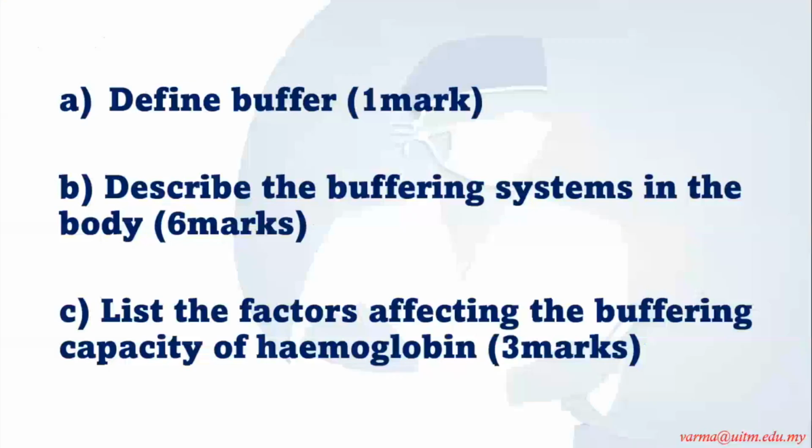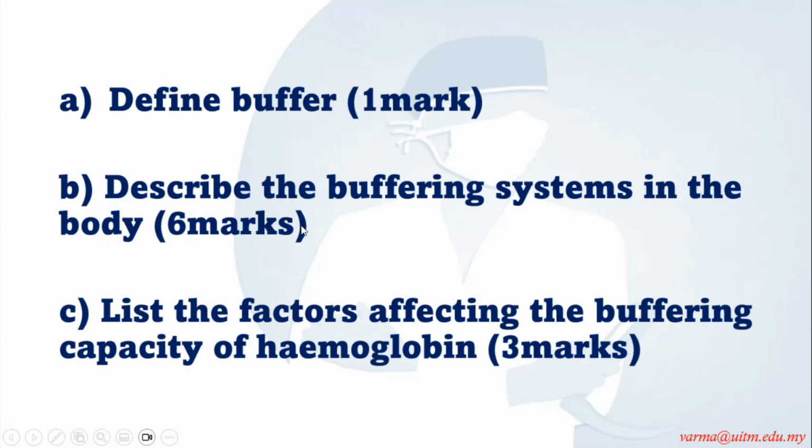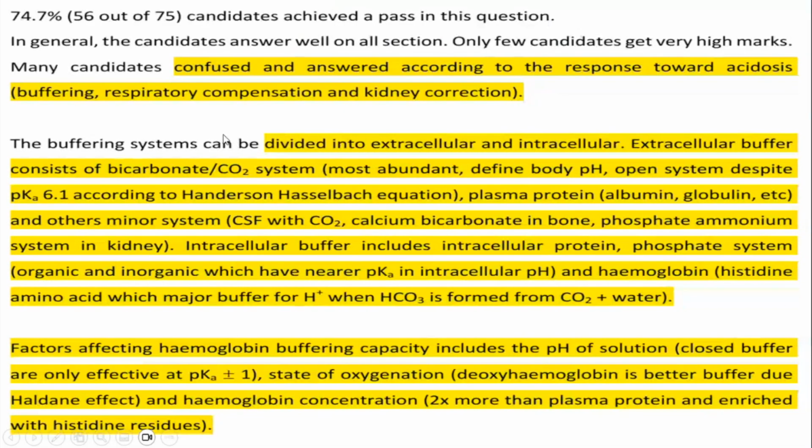Okay, this is the examiner report for this question. You see, they say many candidates were confused and answered according to the response toward acidosis: buffer, respiratory compensation, kidney correction. But they asked in general. They didn't mention the pathology or acid-base imbalance; they are asking you to talk in general about buffer. So here they say the buffering system can be divided into extracellular and intracellular. There are many ways to divide buffer, but here they went with this approach and they talk about the factors affecting hemoglobin. So we don't have to go through this. I will discuss whatever is in their examiner report in my answer.